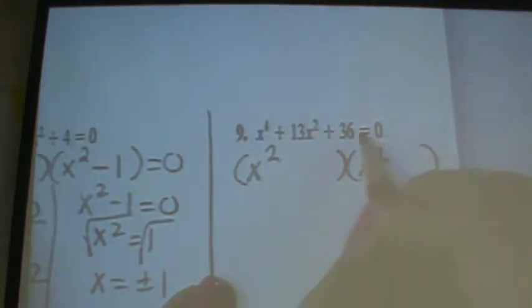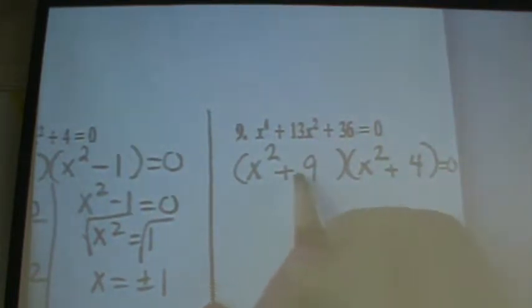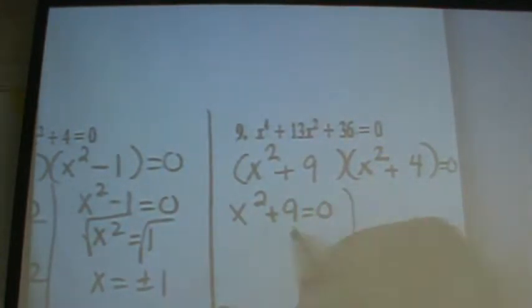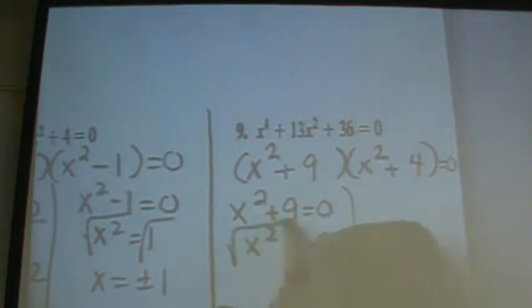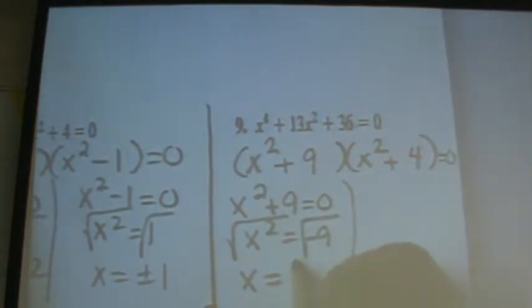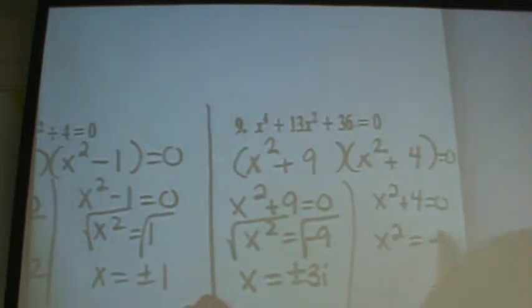And number 9, what two numbers multiply to give you x to the 4th? It'd be x squared. And what two numbers multiply to give you 36 but add to be 13? That would be 9 times 4. So when you set each of these equal to 0, when you subtract 9 and square root both sides, you're just going to get an i value. So it's plus or minus 3i. And then for this one, subtract 4, square root both sides, and you're going to get plus or minus 2i.